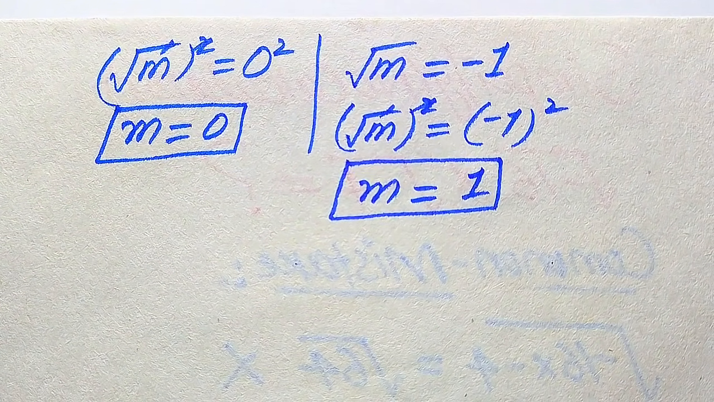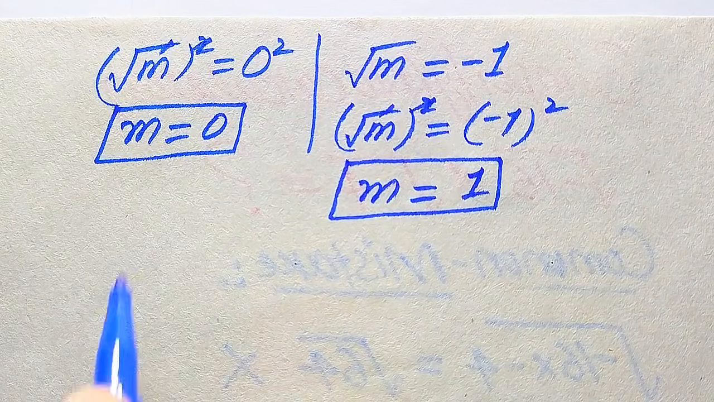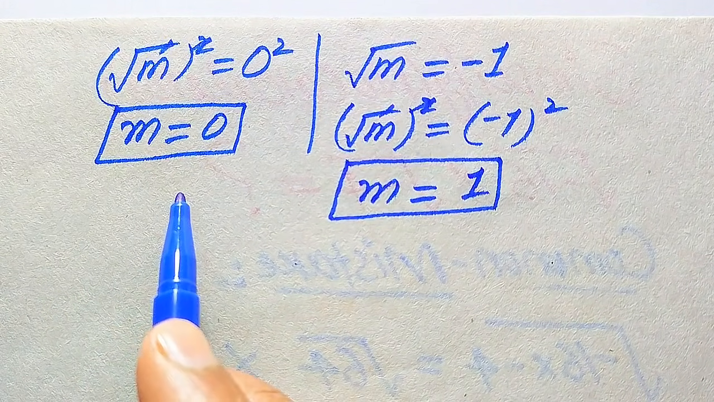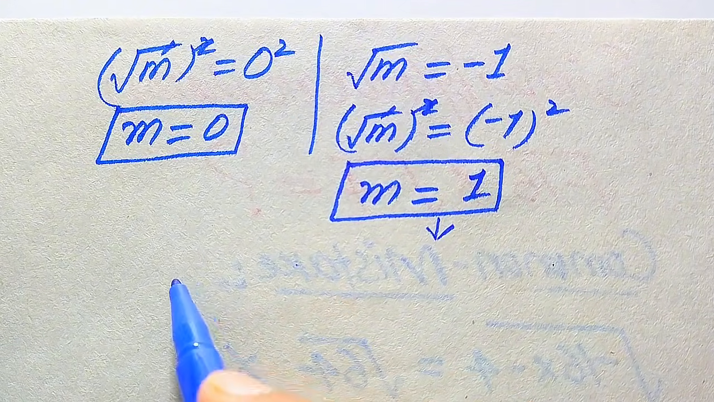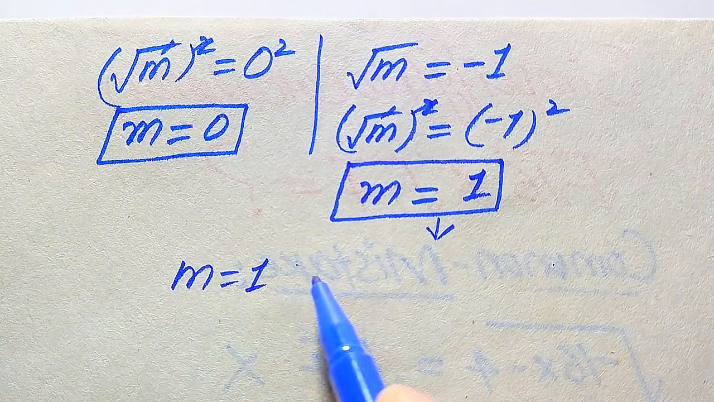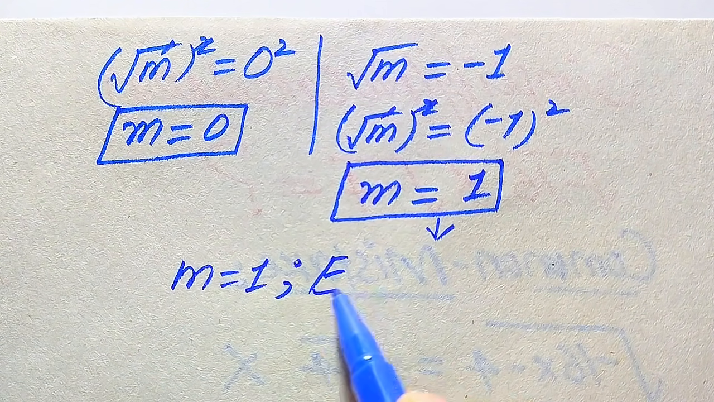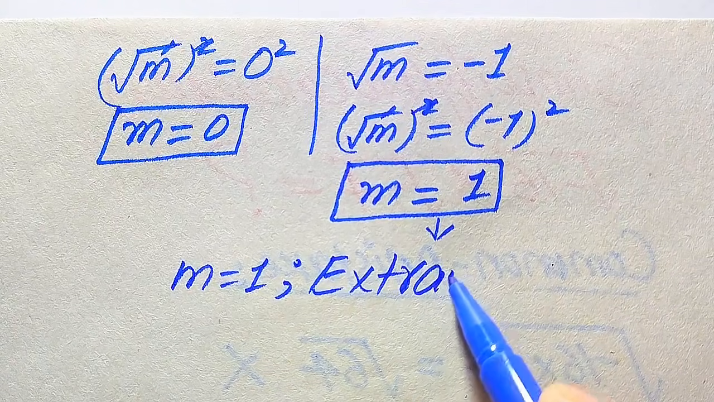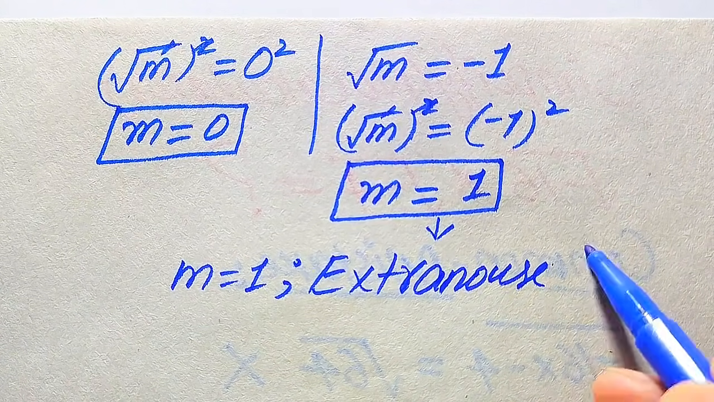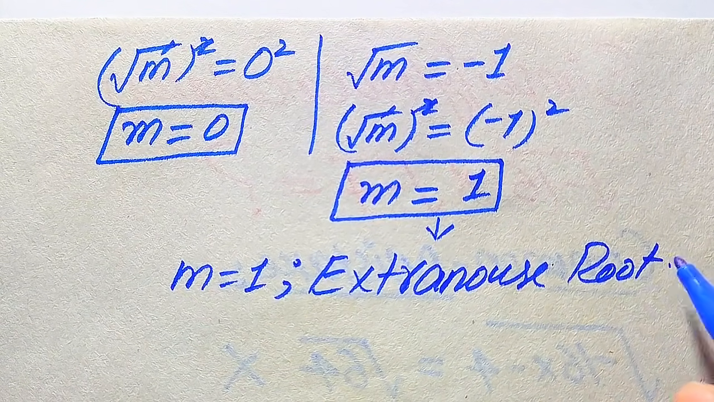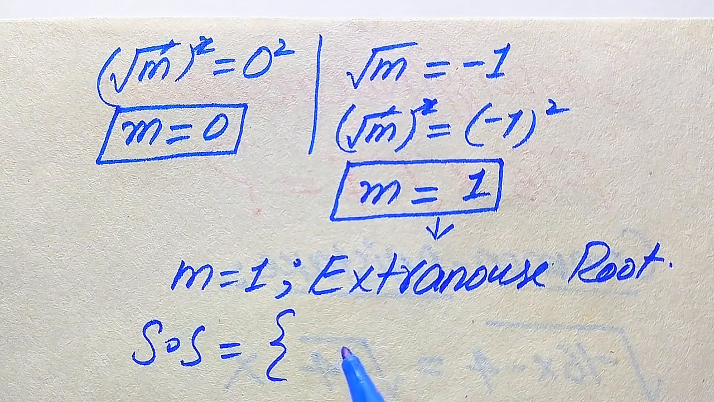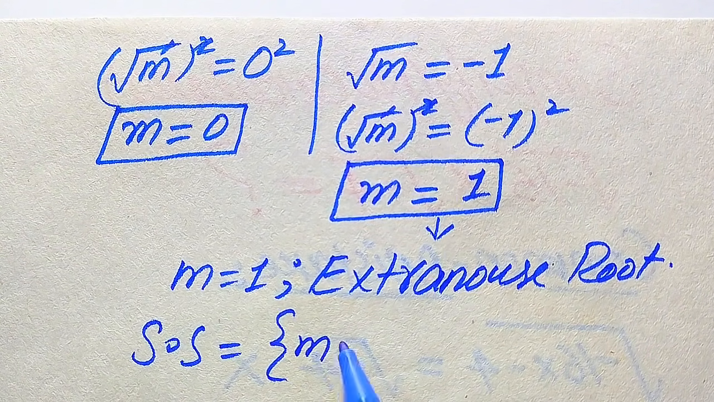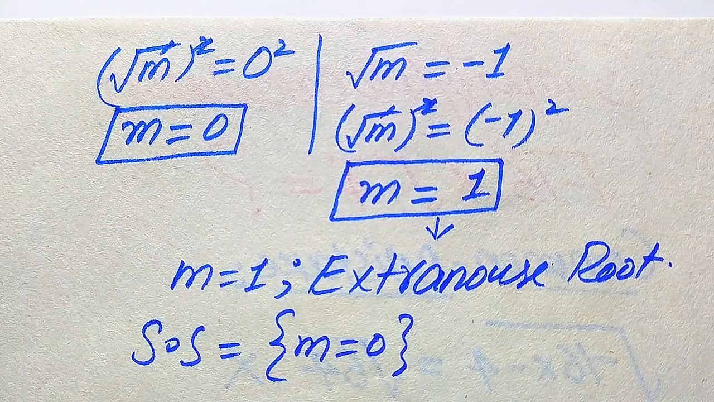But in the first method, we already verified that m equals 0 satisfies our given question statement, and m equals 1 does not satisfy our given question statement. So we call m equals 1 the extraneous root, because it does not satisfy our given question statement, and m equals 0 satisfies our given question statement. So we call m equals 0 the solution set of the given equation.